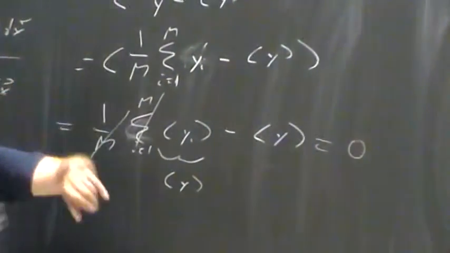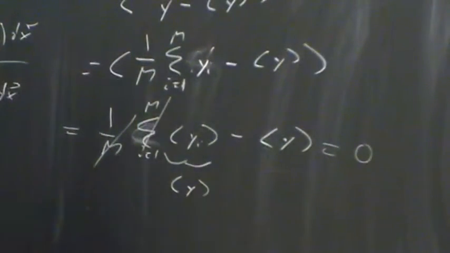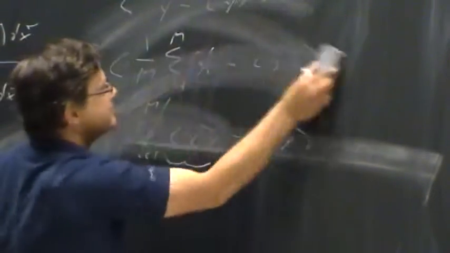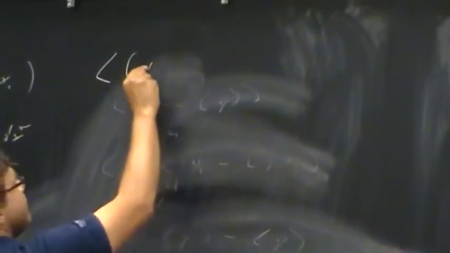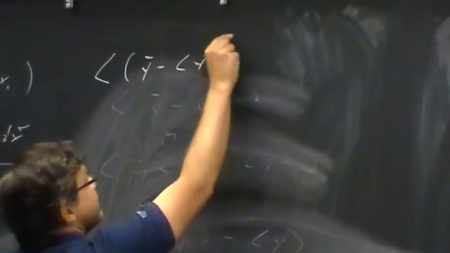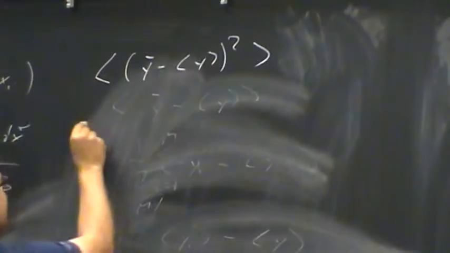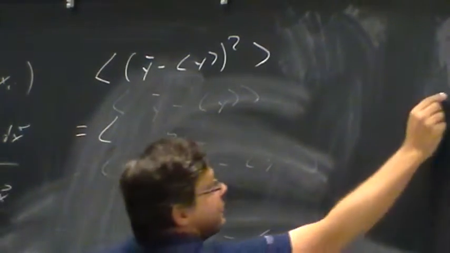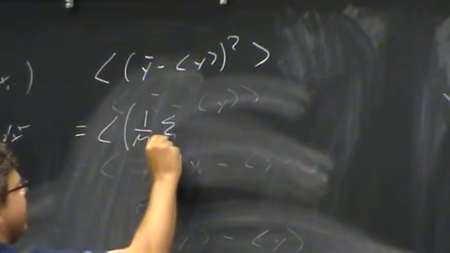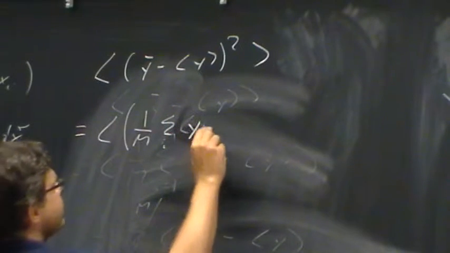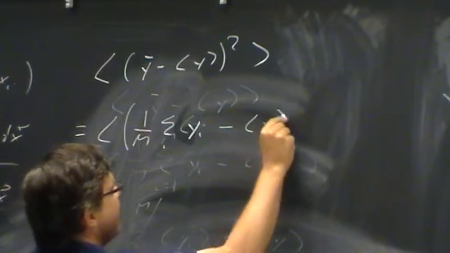The mean deviation is 0, but what is the mean squared deviation? Let me next calculate the mean squared deviation, and that will give us the error. So let me calculate the expectation value of y bar minus expectation value of y, squared. And that gives the expectation value, and now I just have to write this square. So this gives us the expectation value of 1 over m sum over i of yi minus the expectation value of y, squared.